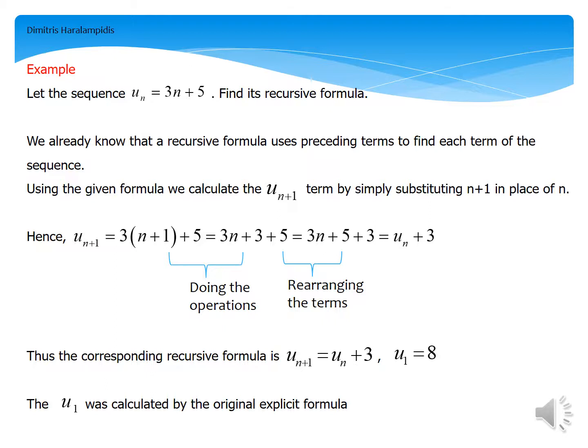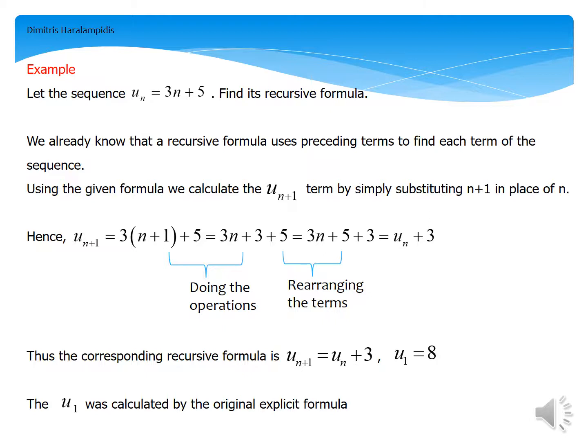Let the sequence u_n equal 3n plus 5. What we need to do is find its recursive formula. We already know by theory that the recursive formula uses preceding terms to find each term of the sequence. Now, having that in mind and using the given formula, we can calculate the u_(n+1) term by simply substituting n plus 1 in place of n.